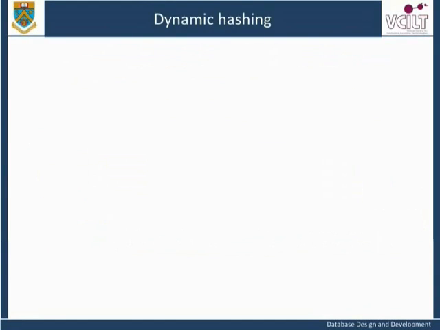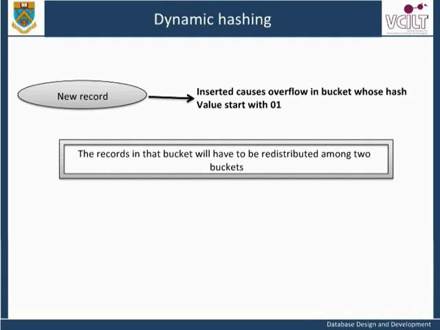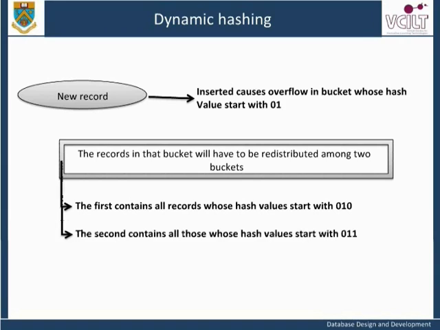To illustrate bucket splitting, refer to Figure 6.3 and suppose that a new record to be inserted causes overflow in the bucket whose hash values start with 01, the third bucket in Figure 6.3. The records in that bucket will have to be redistributed among two buckets. The first contains all records whose hash values start with 010, and the second contains all those whose hash values start with 011. Now, the two directory entries for 010 and 011 point to the two new distinct buckets. Before the split, they point to the same bucket.